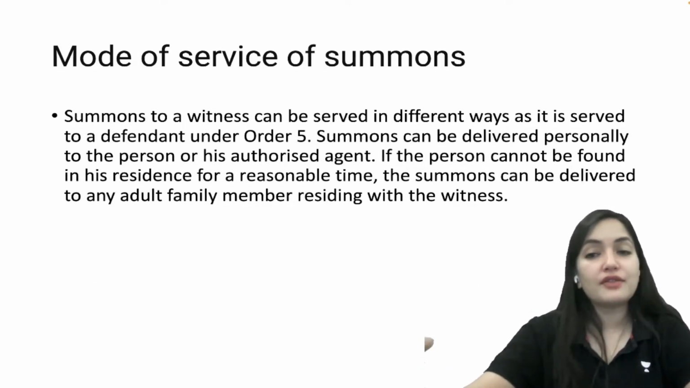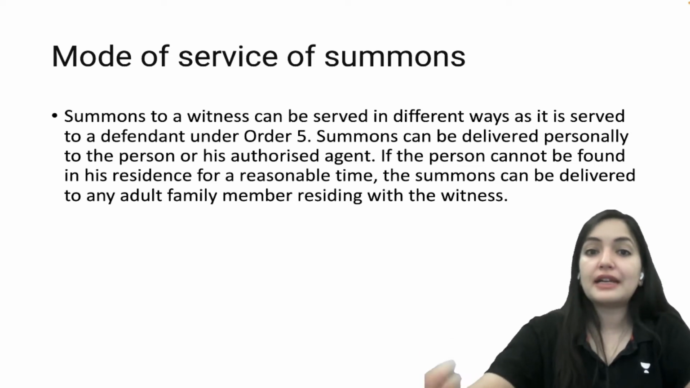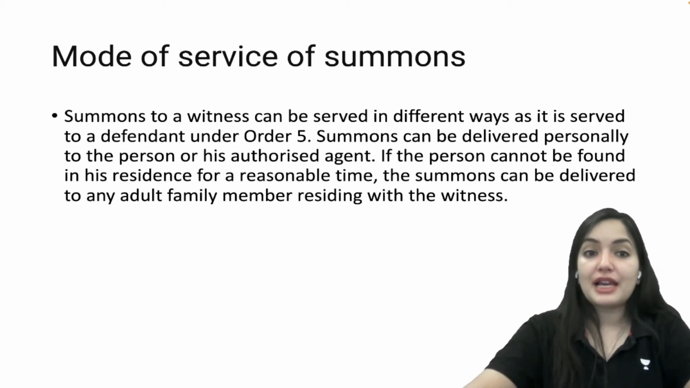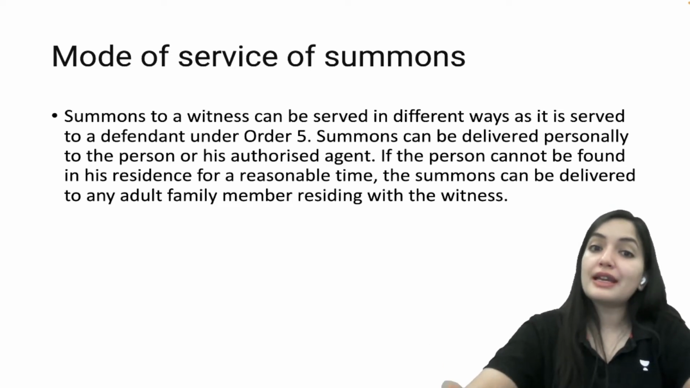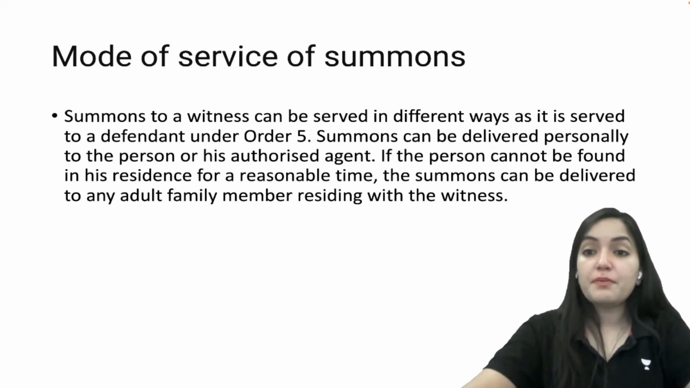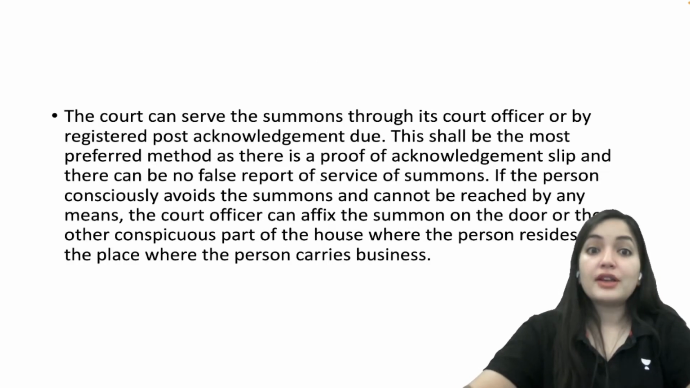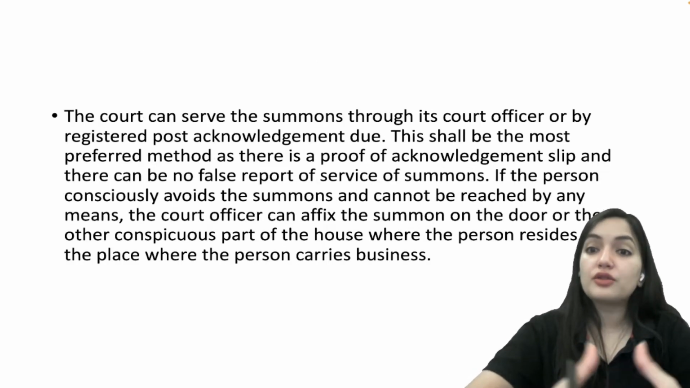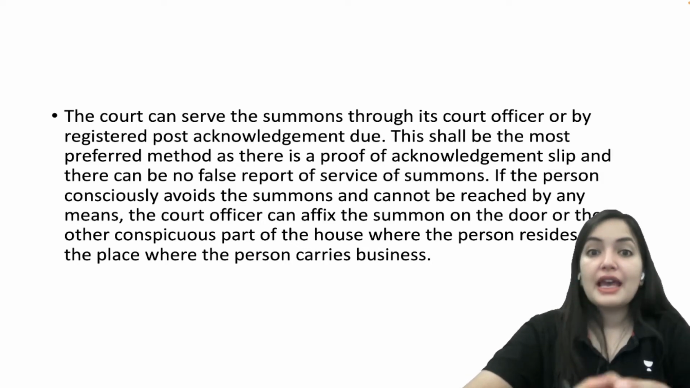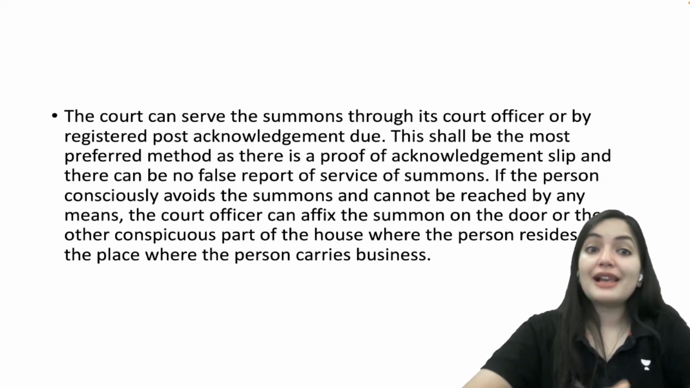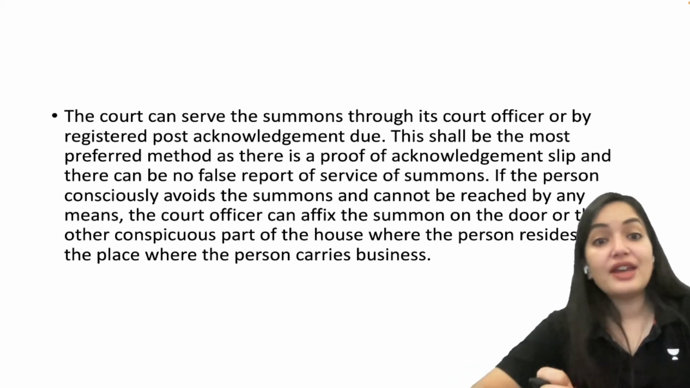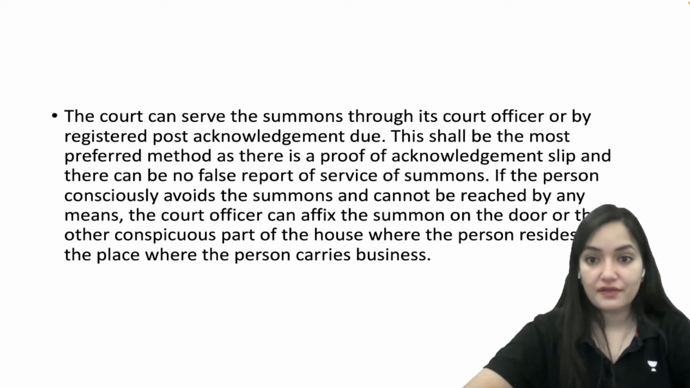Mode of service of summons. Summons to a witness can be served in different ways as it is served to the defendant under Order 5. Summons can be delivered personally to the person or his authorized agent. If the person cannot be found in his residence for a reasonable time, the summons can be delivered to any adult family member residing with the witness. The court can serve the summons through its court officer or by registered post, acknowledgement due. This shall be the most preferred method as there is a proof of acknowledgement slip and there can be no false report of service of summons.